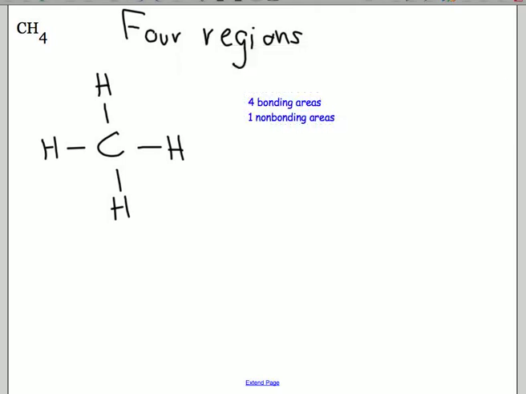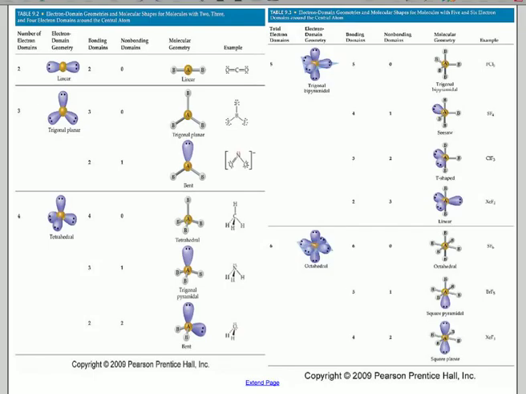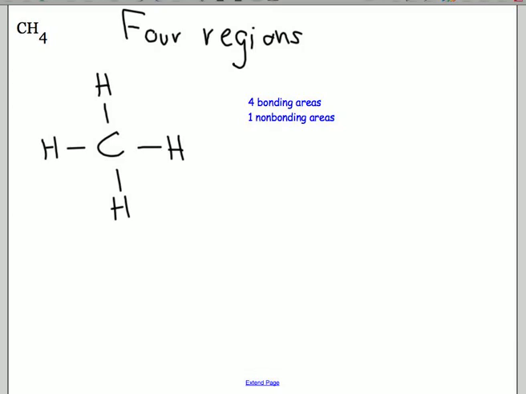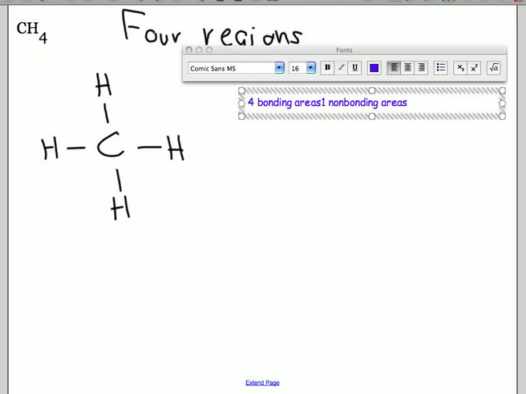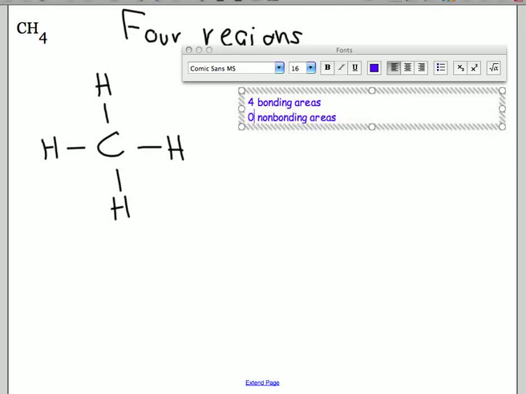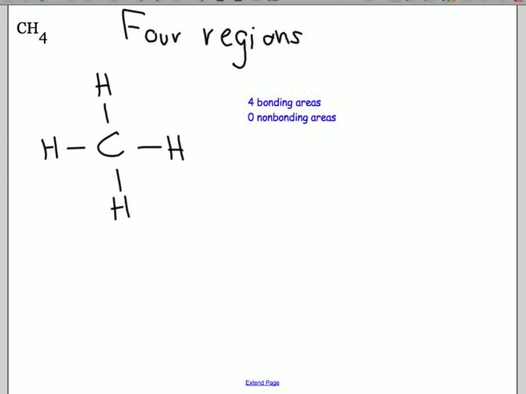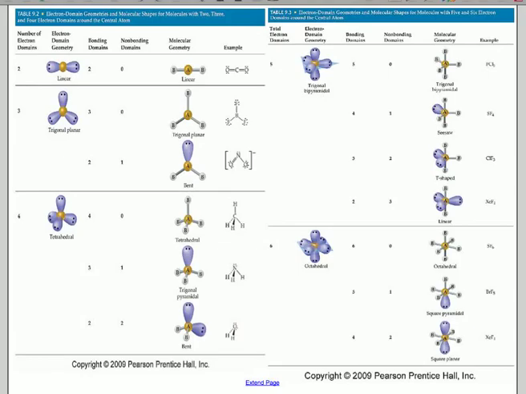And then again, what we're doing is we're looking at our chart. Oh, I totally typed 1 instead of 0. Sorry about that. See, this is why I need to be there so you can yell at me. We go to our chart. We find an area with 4 and 0. We're based on a tetrahedral, and we are an actual tetrahedral. And that's the normal name.